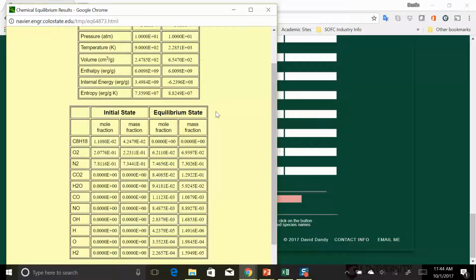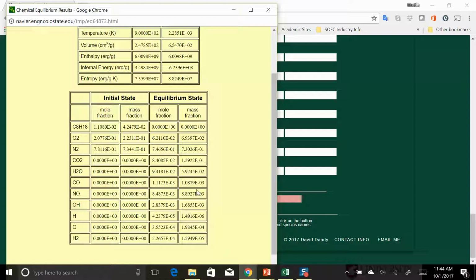And down here I get to see what the equilibrium products are. So it looks like I've got about 6% oxygen, 73% nitrogen, 12% CO2, 6% water, 0.1% carbon monoxide, almost 1% nitrous oxide. So these extra species here, you can see they're smaller than CO2 and water, but they're not so small as to be negligible.